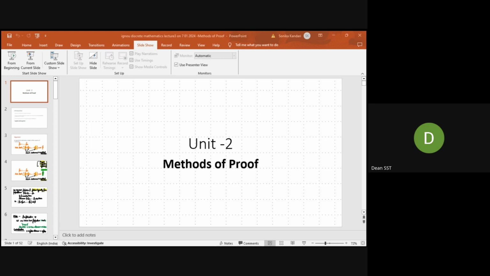Methods of proof. Now, we know that in discrete mathematics, we are using propositions. Proposition is any statement for which we can have truth values, either true or false. And we can combine these propositions. Suppose we have two propositions, P and Q. So we have different types of connectives through which we can combine these statements. And these connectives are like and, or. And further, we can combine these statements to form an expression. This is an expression.